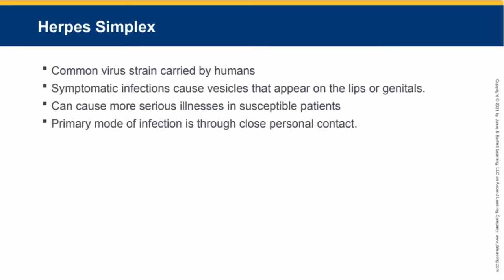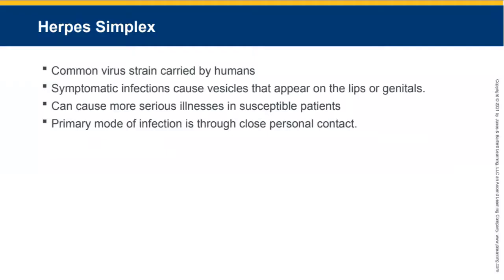Herpes simplex. This is a common virus strain that's carried by humans. Symptomatic infection causes eruptions of tiny fluid-filled blisters called vesicles that appear on the lips or on the genitals. Sometimes in Jamaica we call it night fever when it comes on the lips. It can cause more serious illnesses like pneumonia and meningitis in the very young, very old, and immunocompromised patients. The primary mode of infection is through close personal contact, so standard precautions are generally sufficient to prevent the spread to and from healthcare workers.